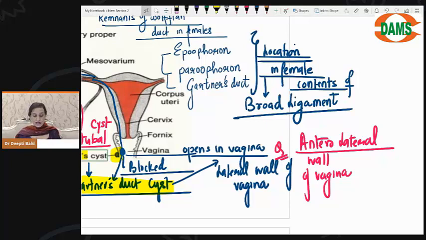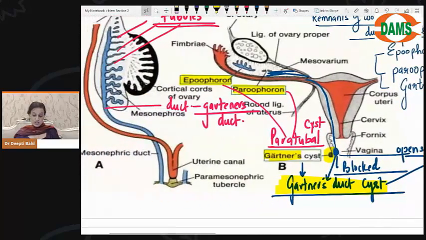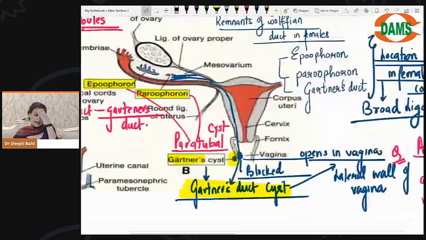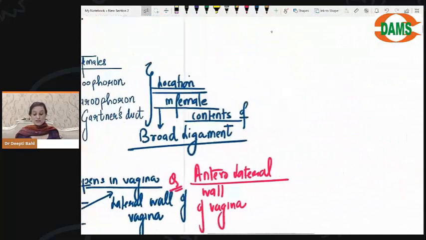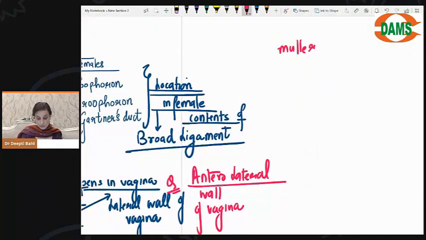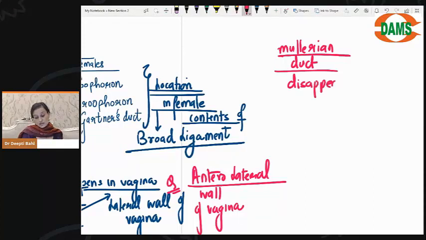Right? Now, once we know this, coming to the male counterpart as well. Which was the duct which is going to disappear in the males? Mullerian duct. So Mullerian duct is going to disappear in males. And will it leave behind a remnant? Yes.